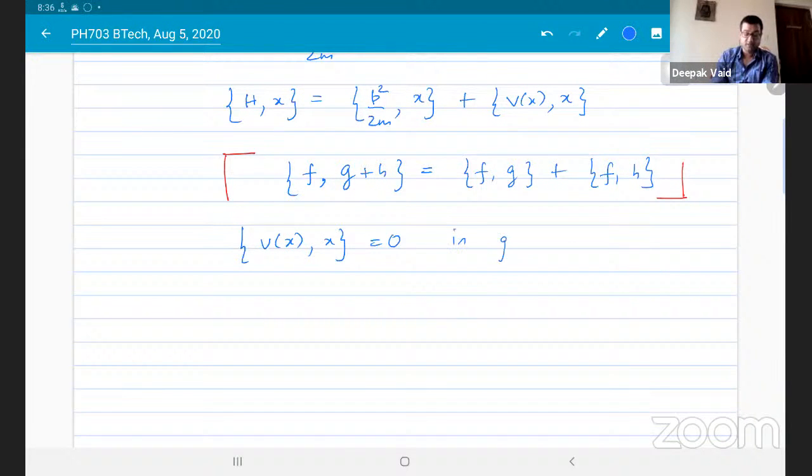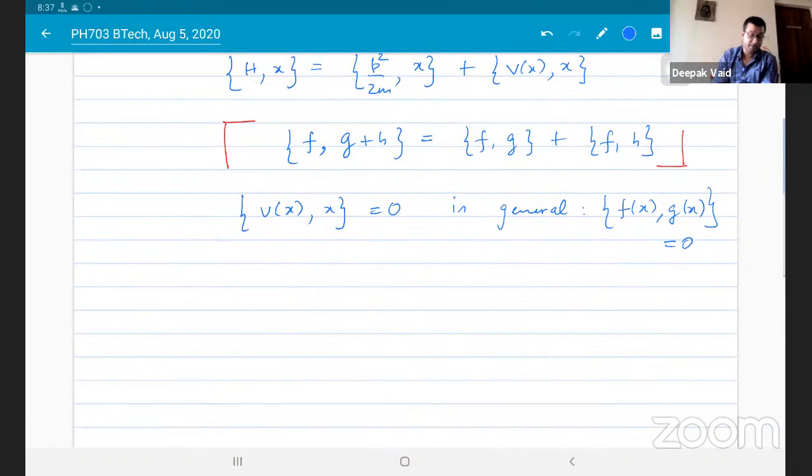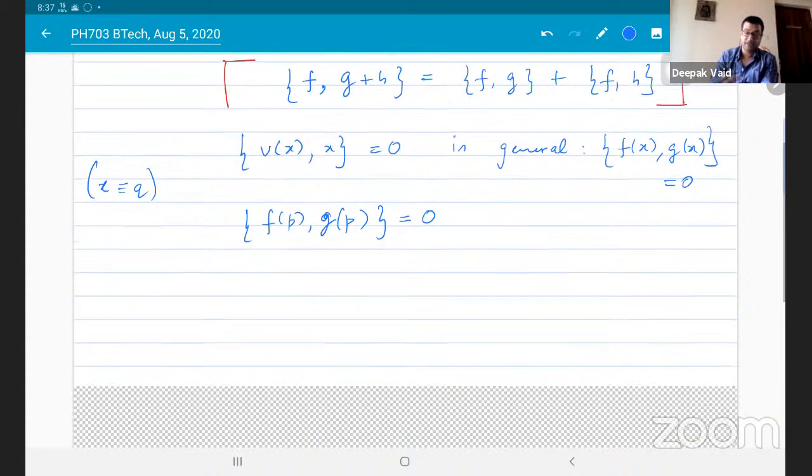In general, if I have two functions which are only functions of x, they will commute, or the Poisson brackets will be 0. Again, I'm sorry, I'm using x instead of q, force of habit, but please keep in mind that x equals q. And similarly, if you have any two functions which are functions only of momentum, then those two will also give you 0. You can check that explicitly.